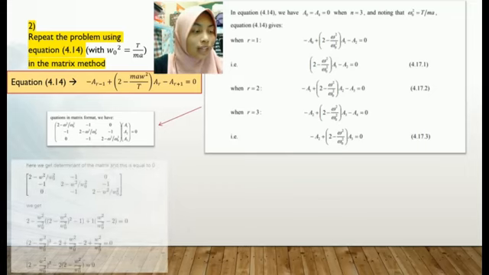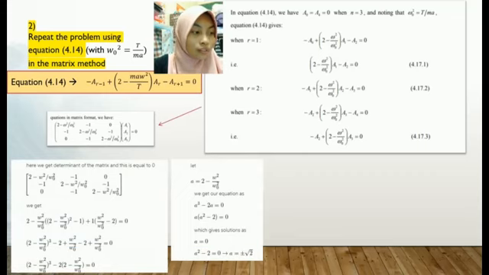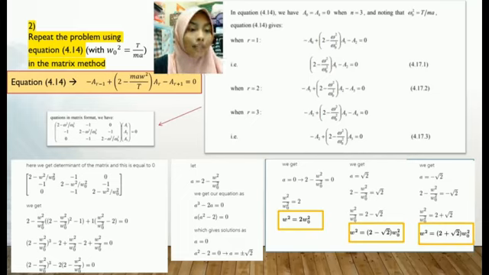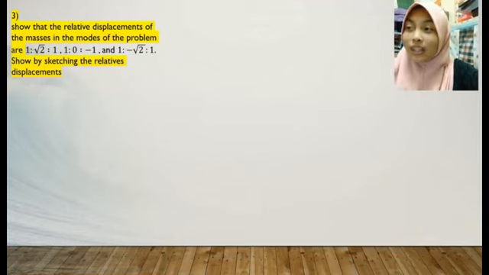and then we're going to take the determinant of the matrix, and this is equal to 0. We just solve the determinant, and by that we can get the solutions for the angular frequency. So we get, proving that the angular frequency equals those three solutions. Show that the relative displacements of the masses in the modes of the problem are those three, and also show by sketching the relative displacements.